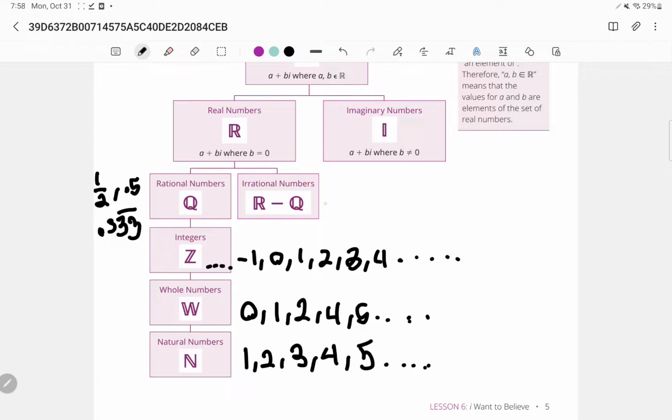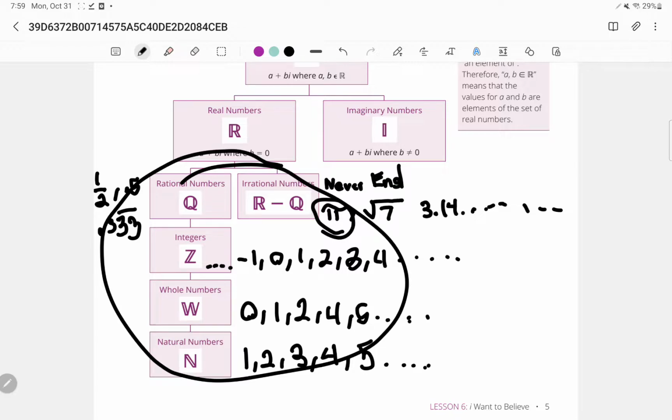Now, irrational numbers are numbers that never end. I'm already going to tell you, an irrational number is going to be pi. And sometimes it's going to be something like the square root of 7. Pi is going to keep going. It's like 3.14, and it keeps going forever, never repeats or anything. So that's an irrational number. Now, real numbers are going to be the combination of everything. All of that put together is going to be considered a real number.